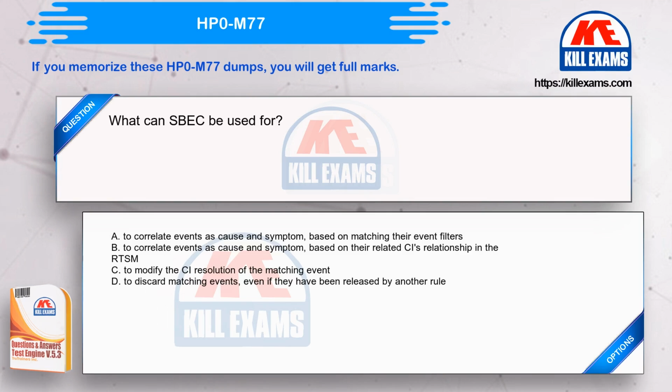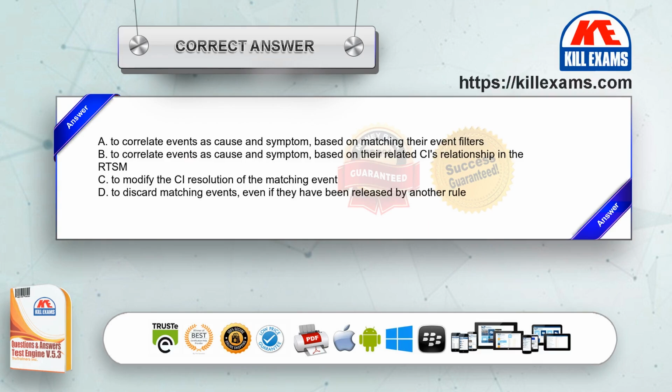What can spec be used for? Option A. To correlate events as cause and symptom, based on matching their event filters. Option B. To correlate events as cause and symptom, based on their related CIs' relationship in the RTSM. Option C. To modify the CI resolution of the matching event. Option D. To discard matching events, even if they have been released by another rule. The correct answer is option A.